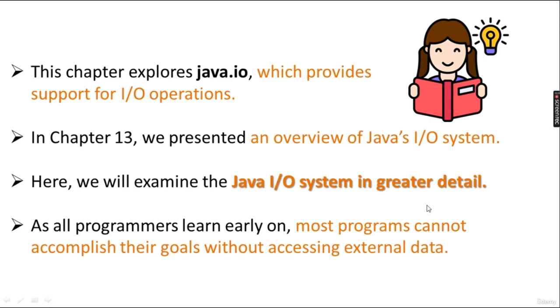This chapter will explore the Java IO package, which provides support for input-output operations. In the previous chapter, we presented an overview of Java's input-output system. We will now examine Java's input-output in detail, in depth, and how these are handled.